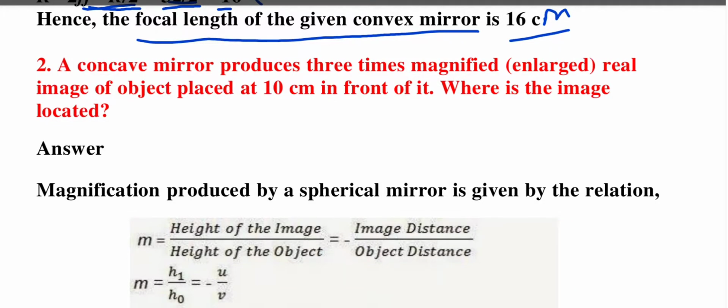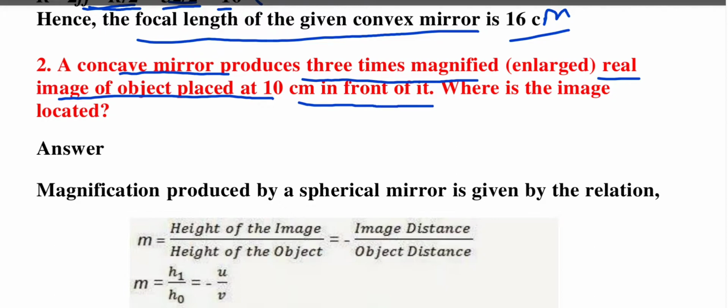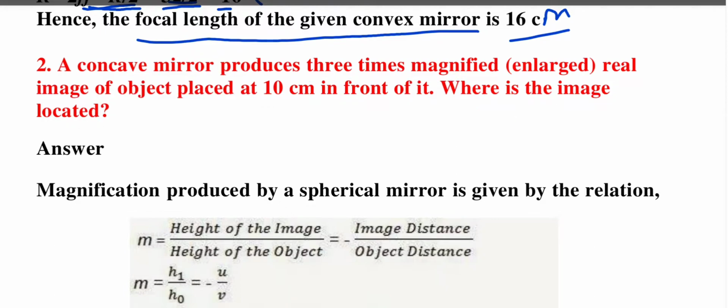So next question: a concave mirror produces a 3 times magnified, or enlarged, real image of the object placed at 10 centimeter in front of it. Where is the image located? So understand the question. The question is, where is the image located? That means we need to find out the image distance.